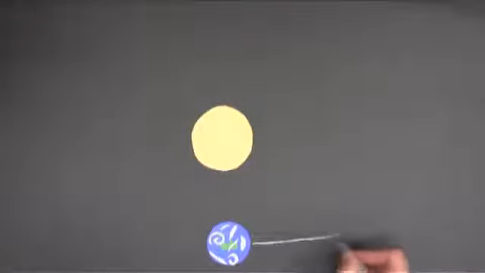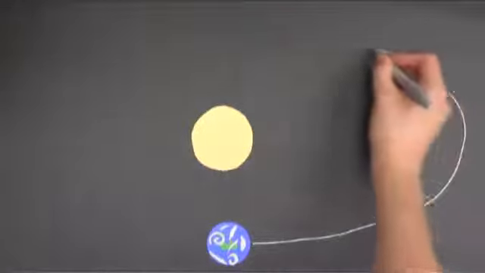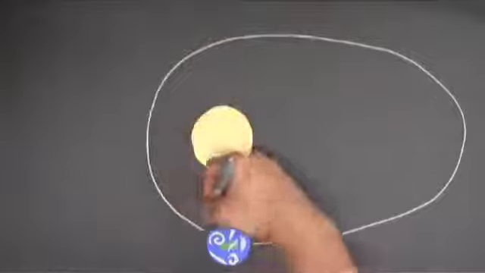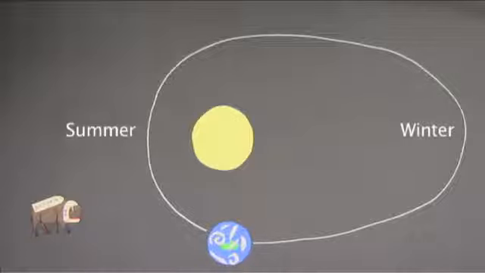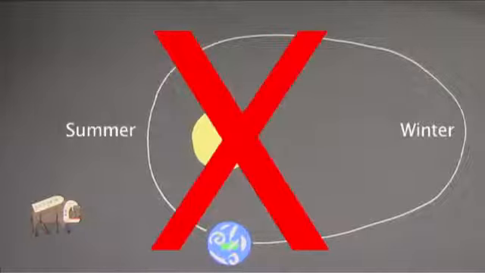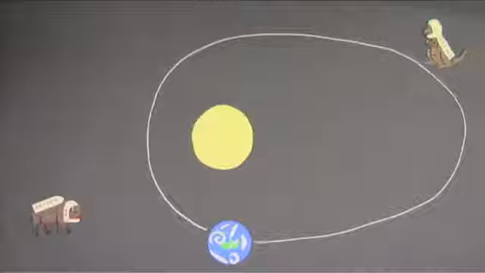Now, the Earth's orbit isn't a perfect circle. It's actually an ellipse. You usually see it drawn like this. Lots of people think, "Hey, this must be why we have seasons. When the Earth is close to the Sun, we have summer. And when the Earth is far away from the Sun, we have winter." But that's actually not true. If that were true, it would be summer in America and Australia at the same time. And we know that's not the case.